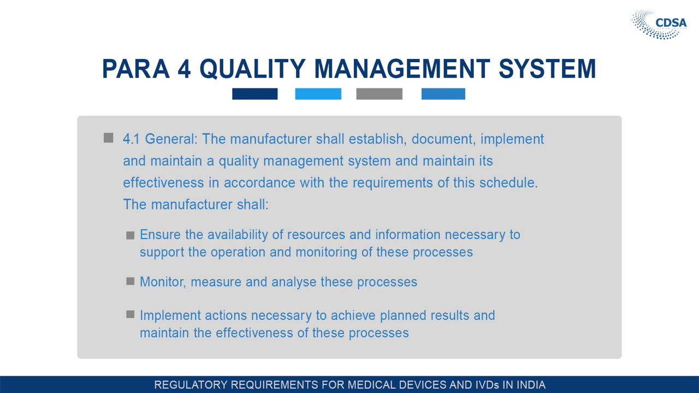Implement actions necessary to achieve planned results and maintain the effectiveness of the process. Implement actions necessary to achieve planned results. That means, in case a result that you are getting is not what you require, then you have to implement and change that method so that the end result remains the same year after year, month after month.